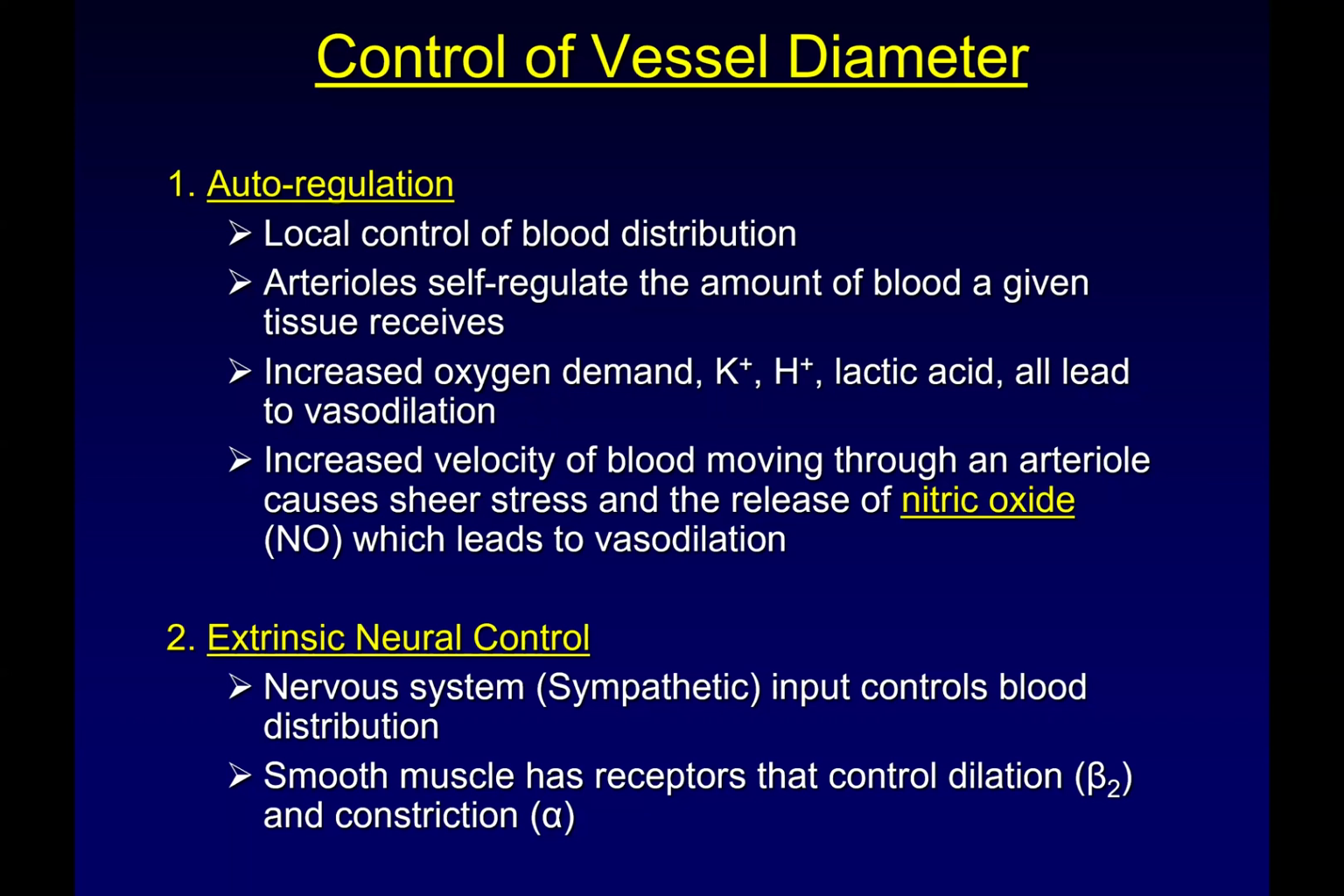So that's one of the ways that we get more flow and get more blood to that active tissue. And it happens almost immediately. Okay. The other way that we control things is something called extrinsic neural control. Extrinsic denoting outside. Not something from that tissue, not something from that blood vessel in that one little area. This is where we make use of all of those little sympathetic nerves that are going to innervate smooth muscle. So, yes, sympathetic input is going to help us control blood distribution.